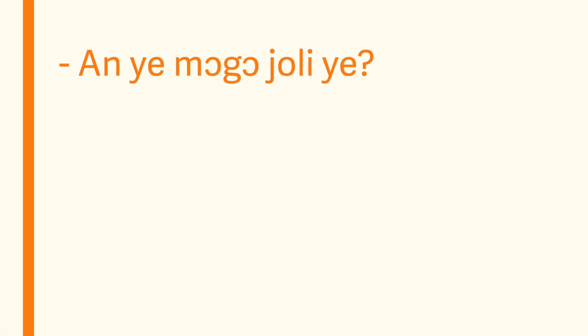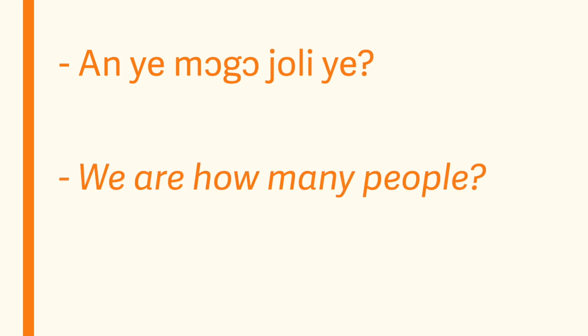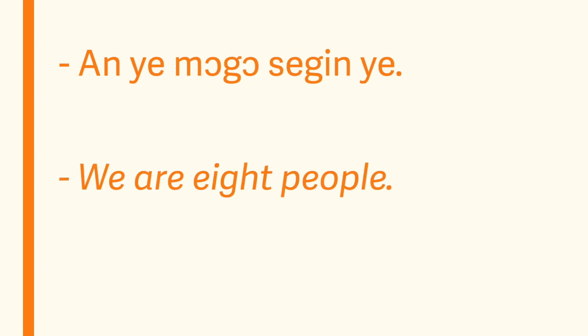Next we have the word joli, meaning how much or how many. For instance, if you were playing soccer with some friends and you were trying to divide up your teams, you might ask one another, An ye mogo joli ye, meaning we are people how many. And after counting, your friend might say to you, An ye mogo segin ye, meaning we are 8 people.